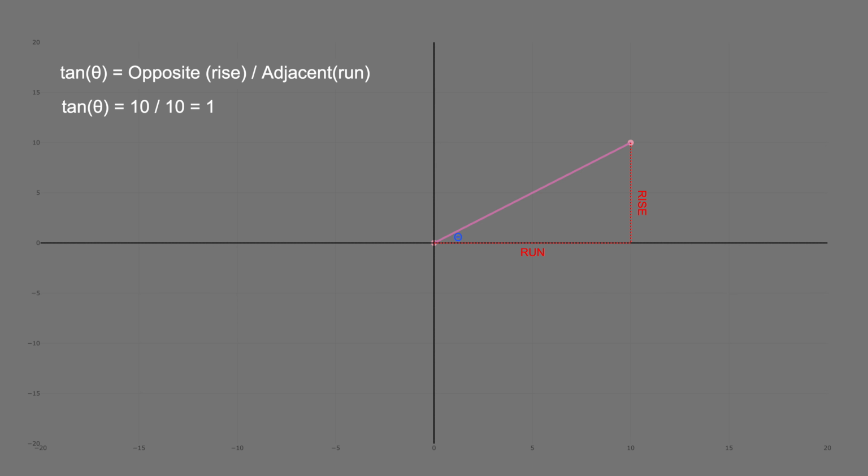The tangent function, tan of theta, is just the ratio of the opposite side to the adjacent side. This ratio is useful because it tells us the steepness of the angle. A bigger ratio means a steeper incline, while a smaller ratio means a gentler slope. But what if we already know the ratio and need to find the angle? That's where arctangent, or atan, comes in. It's the inverse function of tangent. It takes the ratio and gives you back the angle.